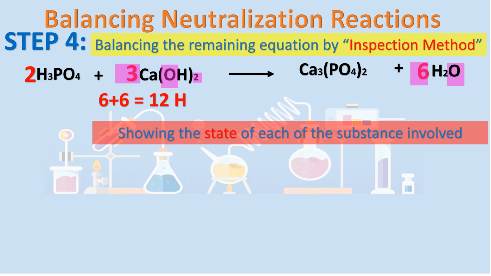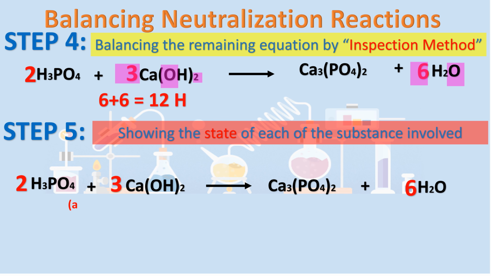After completely balancing the equation, now it's time to write the state of each substance. Phosphoric acid, calcium hydroxide, and calcium phosphate are in the form of aqueous solution. Aqueous solutions are represented by placing small aq with the substance, and water is in the form of liquid. We will represent it by writing small l with it.